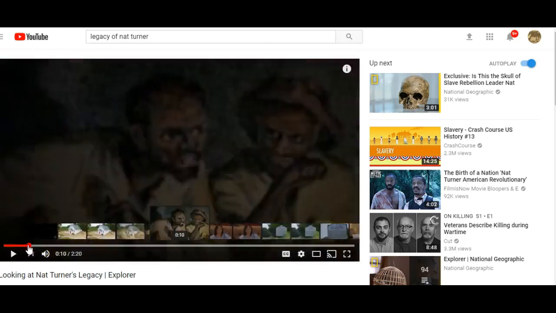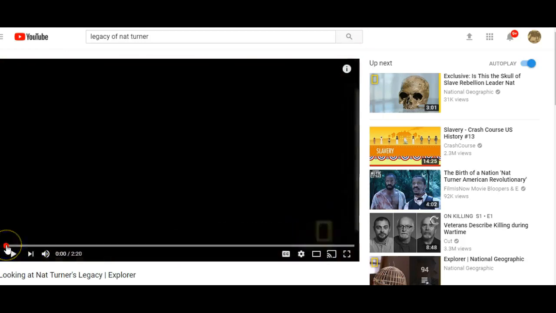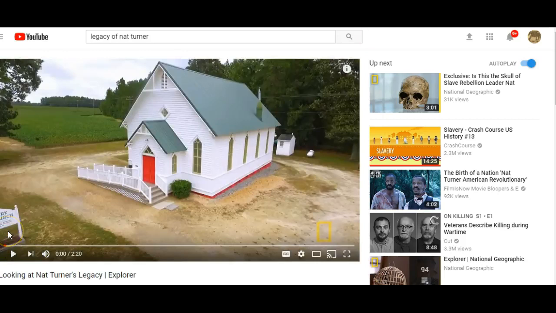Nat Turner's a fascinating character. You actually see him mentioned quite a bit in modern rap lyrics. Maybe that's something we can do in class, just take a look at where it's mentioned. Of course, The Birth of a Nation, you can see it over here, right? Nat Turner, American Revolutionary. This movie that was put out last year has Nat Turner in it. I've actually not seen the movie yet. Maybe I'll see it at some point.